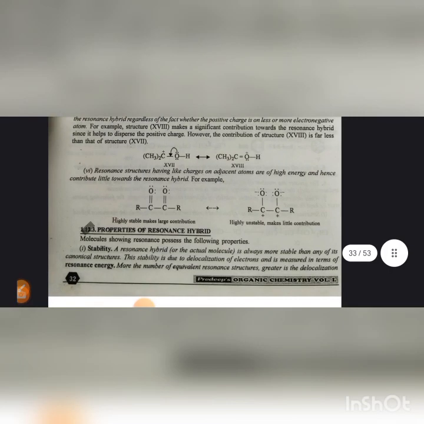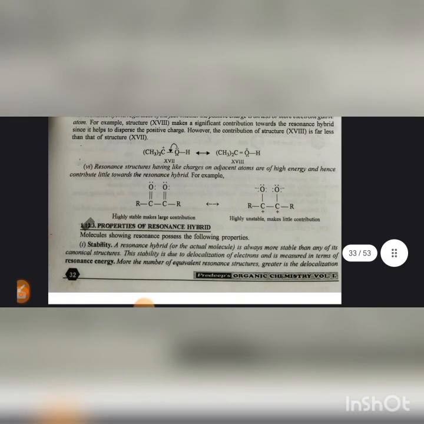Fifth point is that structures which help to delocalize the positive charge make important contribution towards the resonance hybrid, regardless of whether the positive charge is on the less or more electronegative atom. Sixth and last point is that resonance structures having like charges on adjacent atoms are of high energy and contribute little towards the resonance hybrid. Now we will discuss the properties of resonance hybrid.